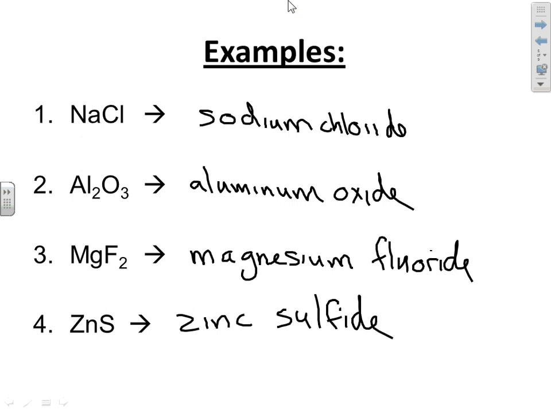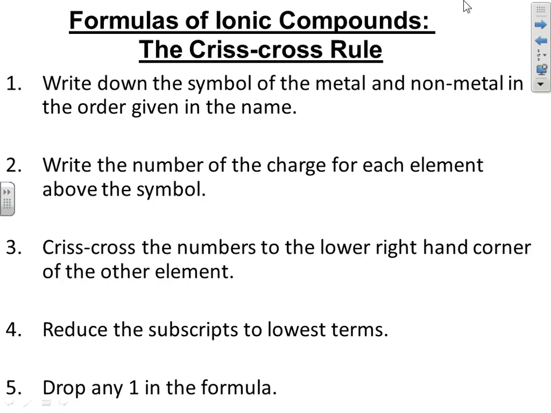Naming binary ionic compounds is pretty straightforward. Do we have any questions or concerns on that? Okay. The trick, though, is now going from the name to the formula. And that's a little more tricky. We're going to use something called the crisscross rule. I actually call it the crossover rule. Just different textbooks. Doesn't really make any difference. So let's write down the crossover rule, and then I will apply it.